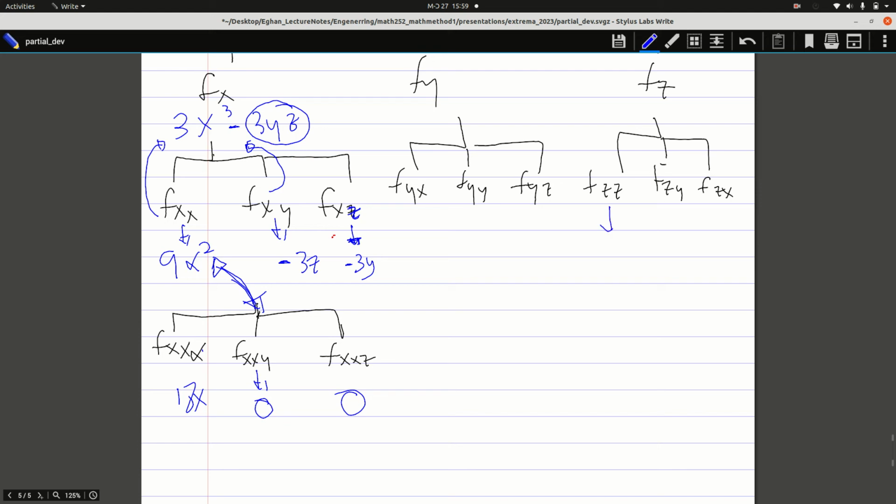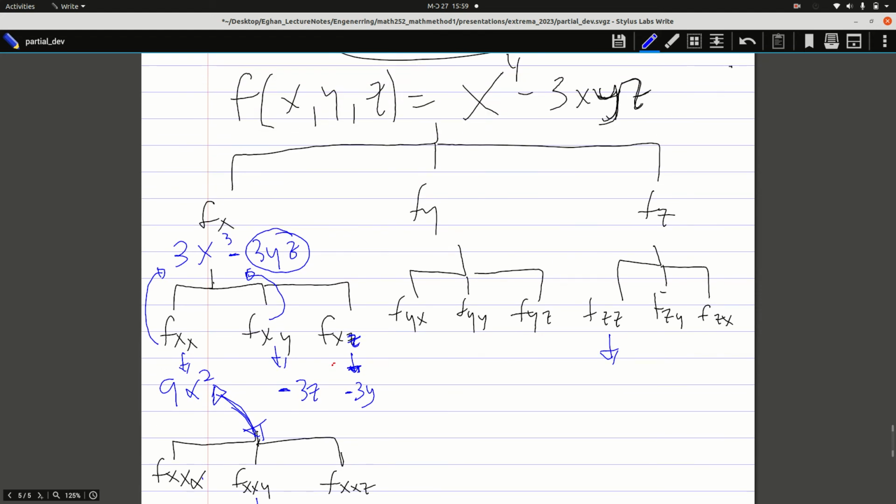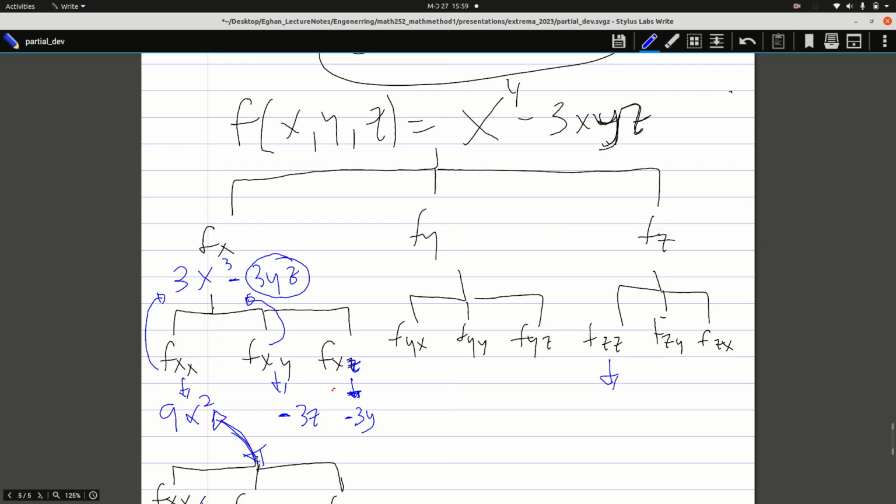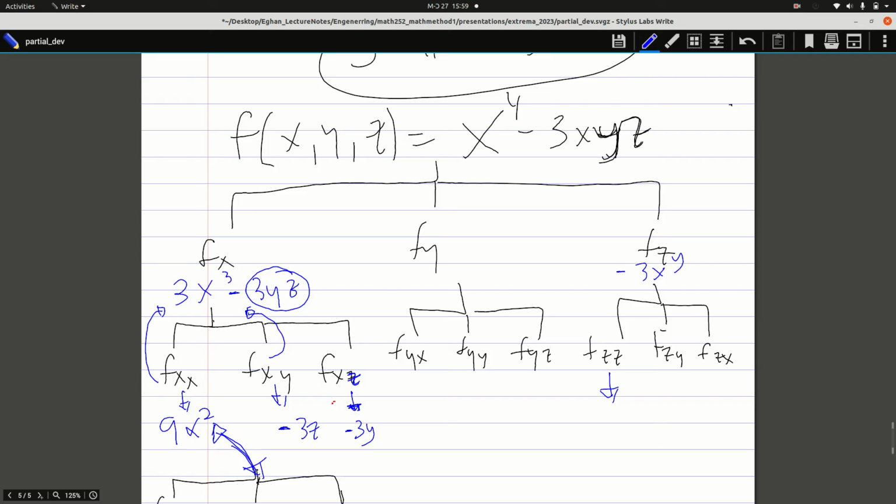If I want to move here, I'll have to find f_z first. That f_z gives me negative 3xy. f_zz will give me 0 because there's no z term again. f_zy gives me negative 3x, and then f_zx, differentiating with respect to x, gives me negative 3y.